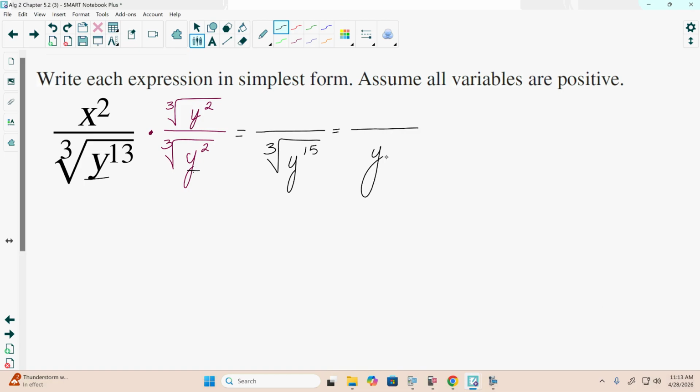Cubed root of y to the 15th, we can divide that exponent by the root. 15 divided by 3 is 5. But we also have to multiply the numerator, our x squared, and the cubed root of y squared. Since the x squared does not have a radical, we cannot multiply what's inside. It just tells me it's x squared times the cubed root of y squared.